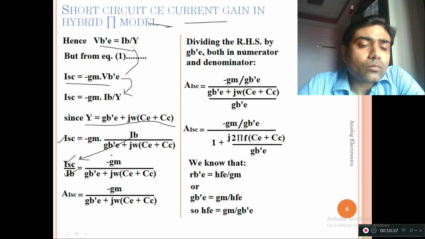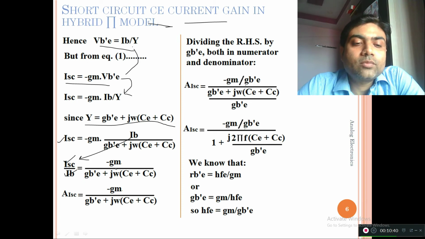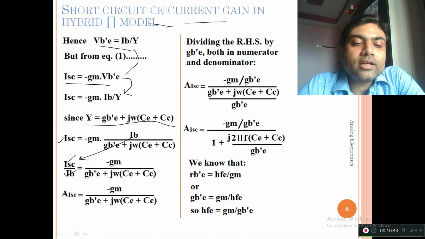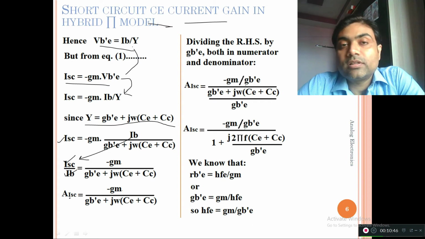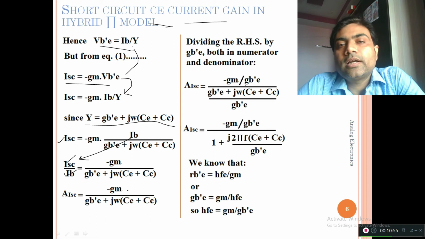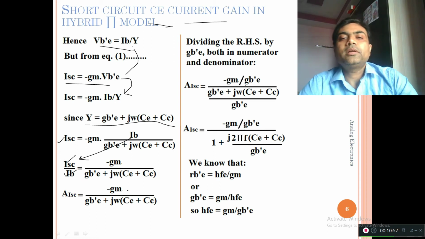I have just transferred this particular term over here, and I_SC upon I_B equals minus g_m upon this particular parameter. Since it is the current gain, we write it as A_I, and SC is nothing but the short circuit. So this is the short circuit current gain A_ISC, which comes out to be this. Now we will further solve this and try to find a relationship in terms of the frequency.